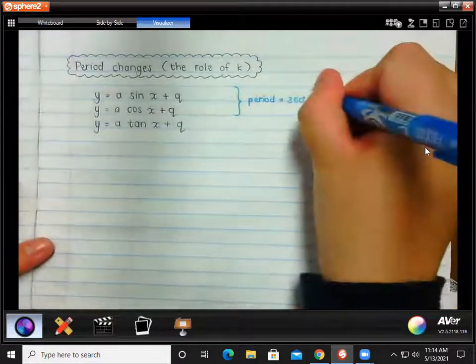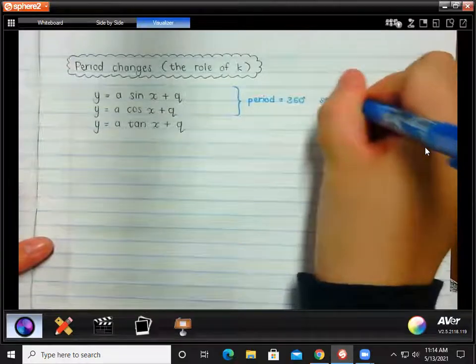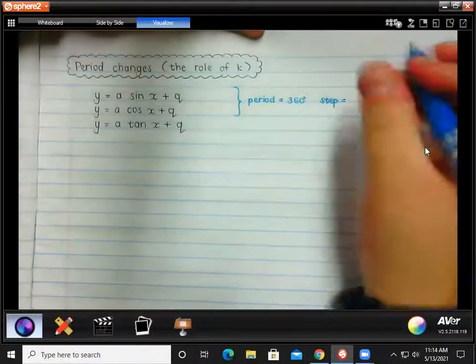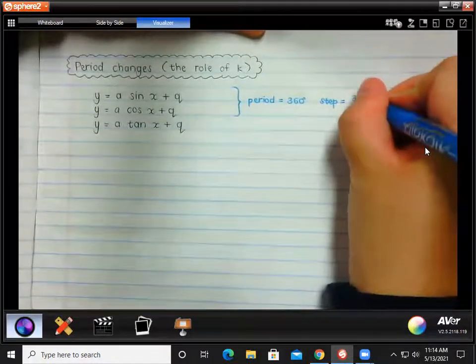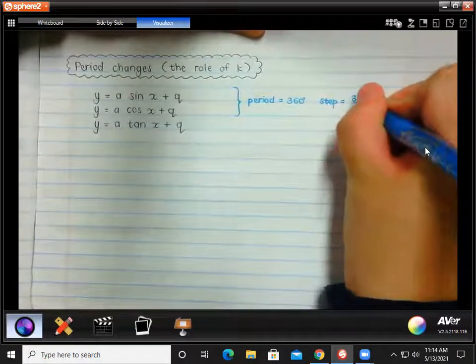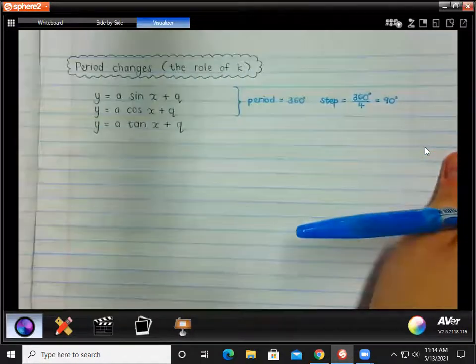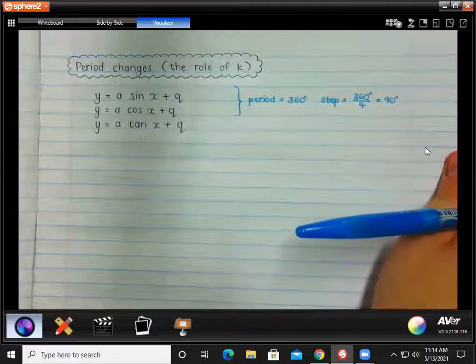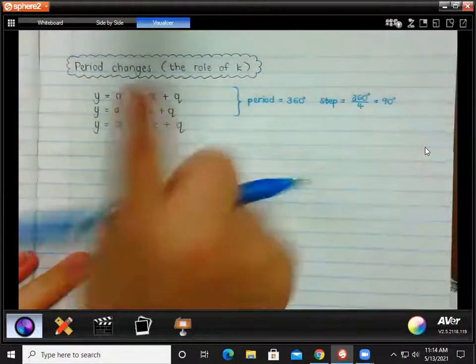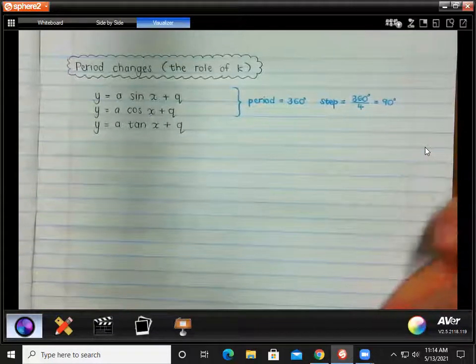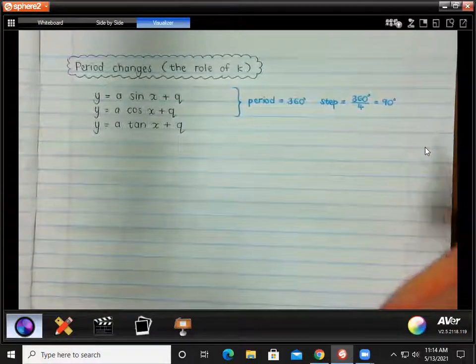All right, so the step, which we remember is the distance between plotted points, is always the period divided by 4. So 360 divided by 4 is equal to 90 degrees. So that is why we plot a point, or we have an asymptote, or whatever the case is. For these ones, we won't have asymptotes, but for the sine and cos graphs, we will plot a point every 90 degrees.